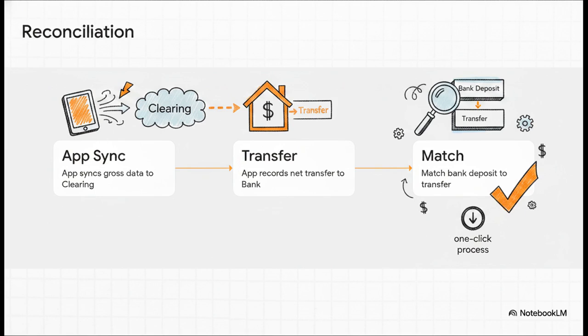First, the app does the heavy lifting in the clearing account. Second, it creates a digital transfer from the clearing account to your checking account. And third, when the real money actually lands in your bank, QuickBooks will look at it and say, hey, I see this deposit and it perfectly matches the transfer the app just made. Just like that, your checking account reconciliation becomes a one-click process.